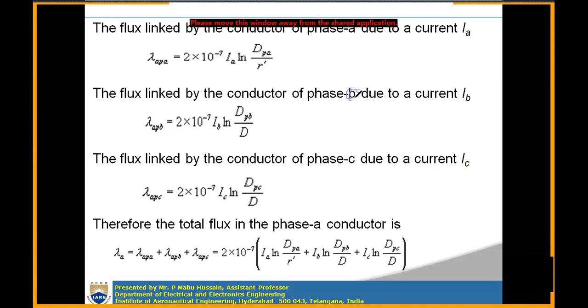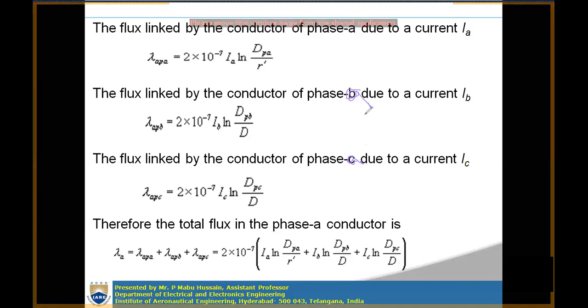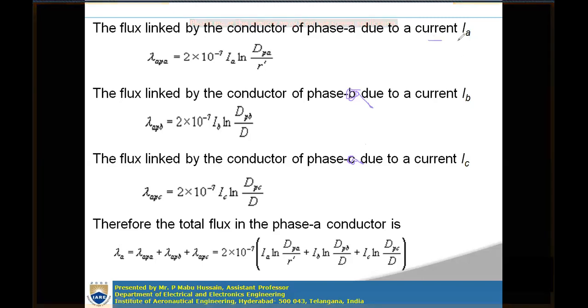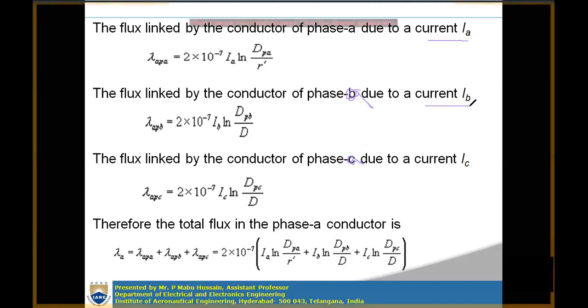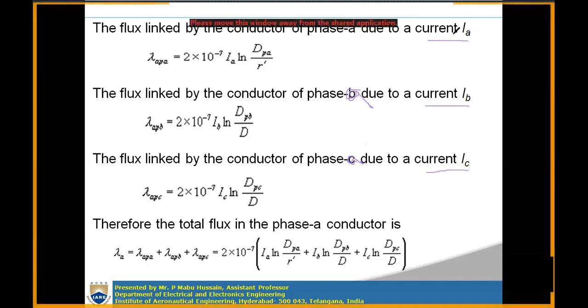So this is also phase A, this is also phase A only. So we are writing the flux linkages expression for phase A, due to current flowing through that conductor alone, which is IA, due to the current flowing through conductor B, which is IB, and due to current flowing through the conductor C, which is IC. With all the currents, you have to develop the flux linkages expression with respect to only conductor A. If you consider only the current flowing through conductor A, which is IA, then the flux linkage expression is this one.